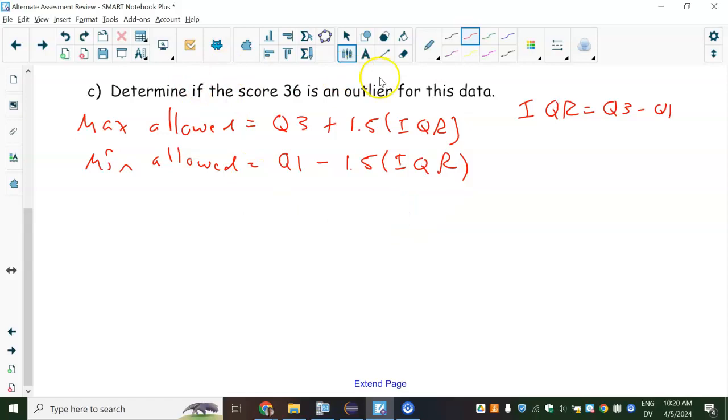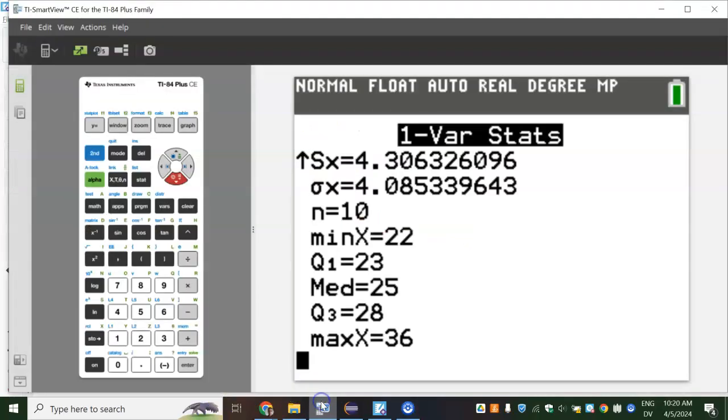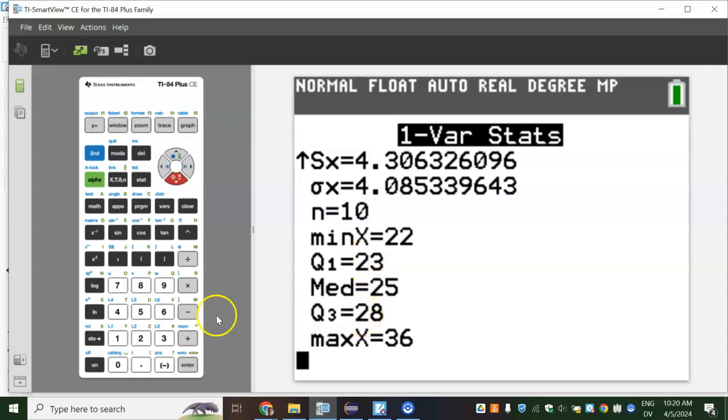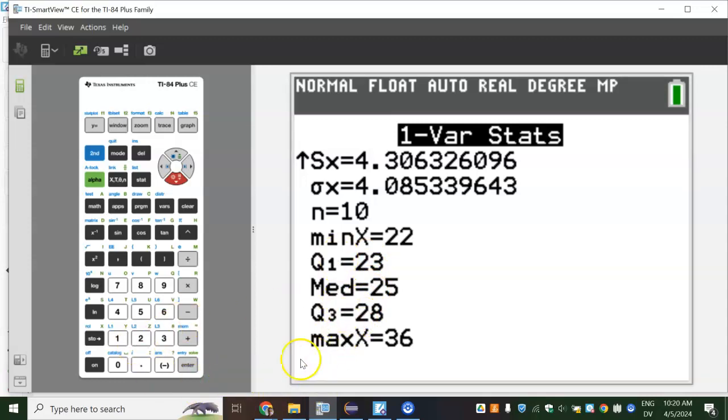So that's where I'm going to start, is just get the Q3 and Q1 number. All right, so I'm going to go back into my calculator here and scroll down. So Q1 is 23 and Q3 is 28. So 23 and 28 are the numbers I need for Q1 and Q3.